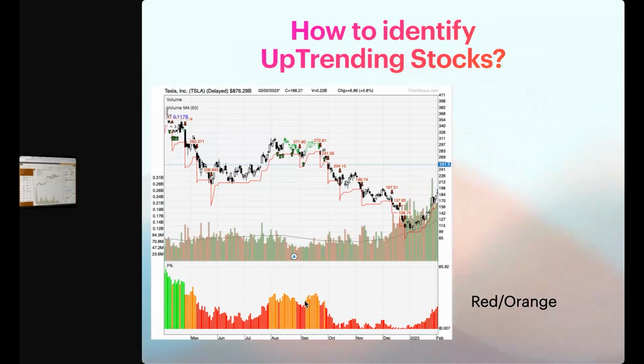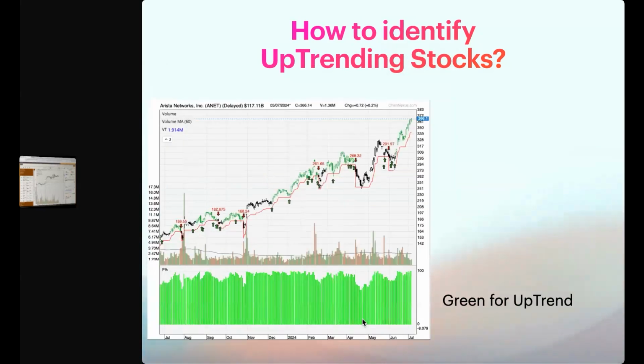If it's red or orange, likelihood is either sideways or downtrend. Okay, just like what you see here on the Tesla chart. But when it is on an uptrend, your P percentage will be green color. This way, it is very easy for anybody to look for uptrending stock.